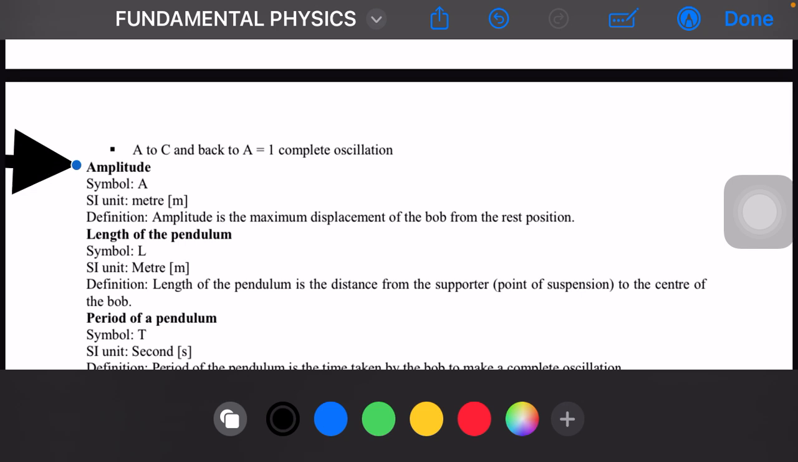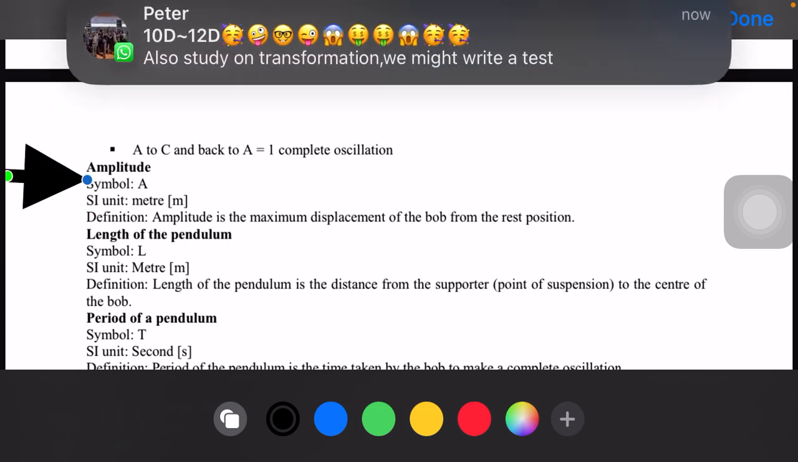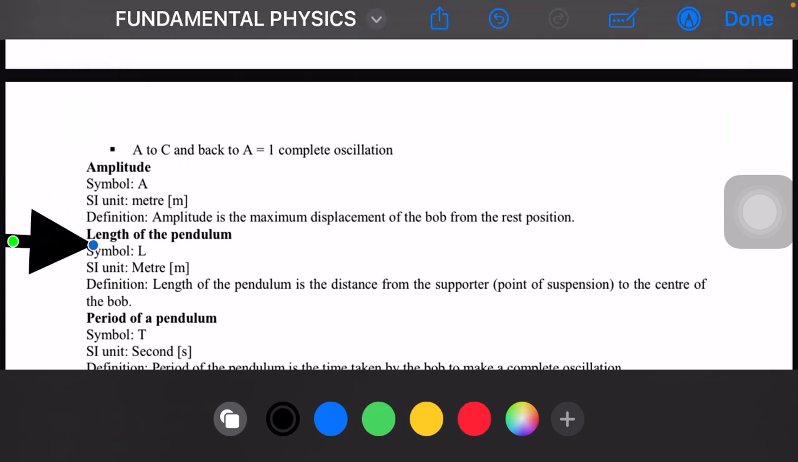The amplitude, now we need to measure what? Amplitude. What is amplitude? The symbol is A. The SI unit is what? Meters. We are done with time. Then the definition of amplitude: amplitude is the maximum displacement of the bulb from the rest position. Yeah, the maximum displacement, simply how high the bulb has gone. That's what we call amplitude.